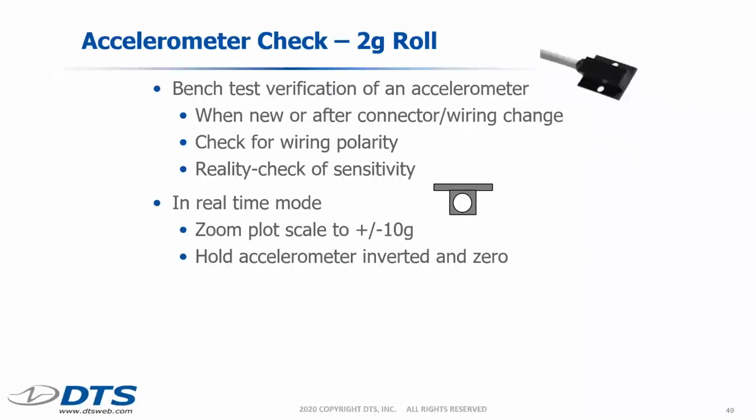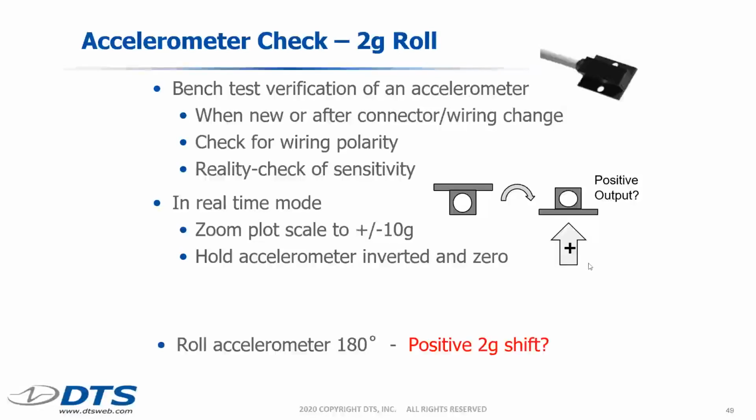We talked last time briefly how a great empirical check of accelerometers is to do a 2G roll check. So whether you are checking out an existing sensor or you just wired a new sensor, we need a reality check. Even with a 2000G accelerometer, you can rotate that accelerometer 180 degrees with respect to the Earth, and you should see a positive 2G shift.